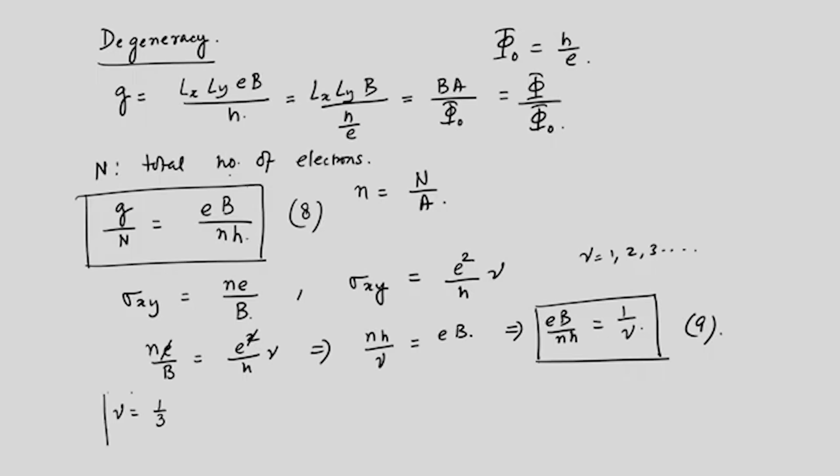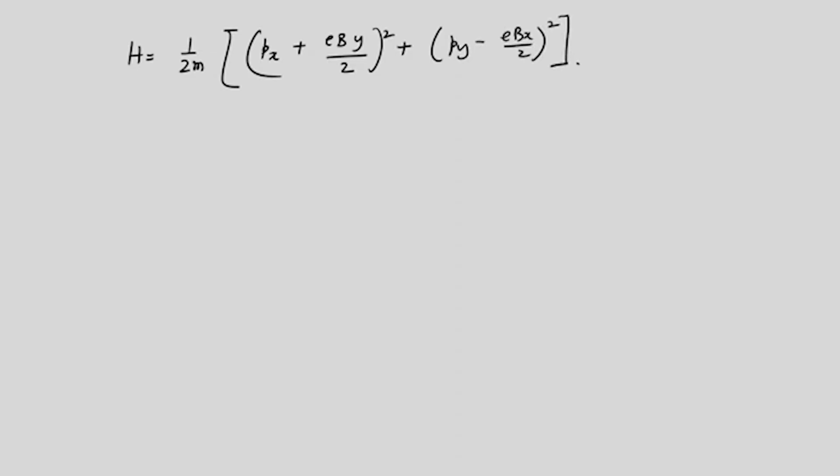So this is one of the most prominent fractions that one mentions in the context of this fractional quantum Hall effect. Okay. So let me write down the Hamiltonian, which we have written down just a while back. So this is (Px plus eBy/2) squared plus (Py minus eBx/2) squared. That is the Hamiltonian. And I can write that down by introducing that r operator and the pi x and the pi y operators.